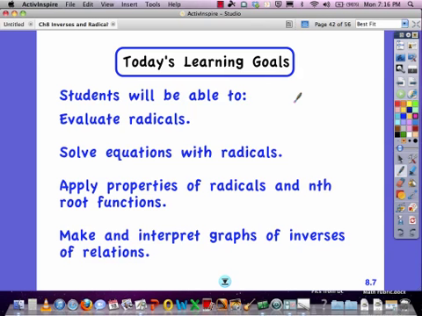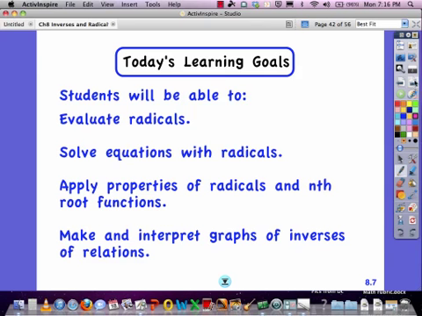Okay, we're getting to be pretty good with radicals. Now today we're going to talk about powers and roots of negative numbers. Most of our work has been with the positive base numbers. Now we're going to also include some negatives and see what kind of changes, if any, have to be made. So students are going to be able to evaluate radicals that have both positive and negative bases. We've done that. Solve equations with radicals and apply the rules, and also interpret some graphs of inverses.